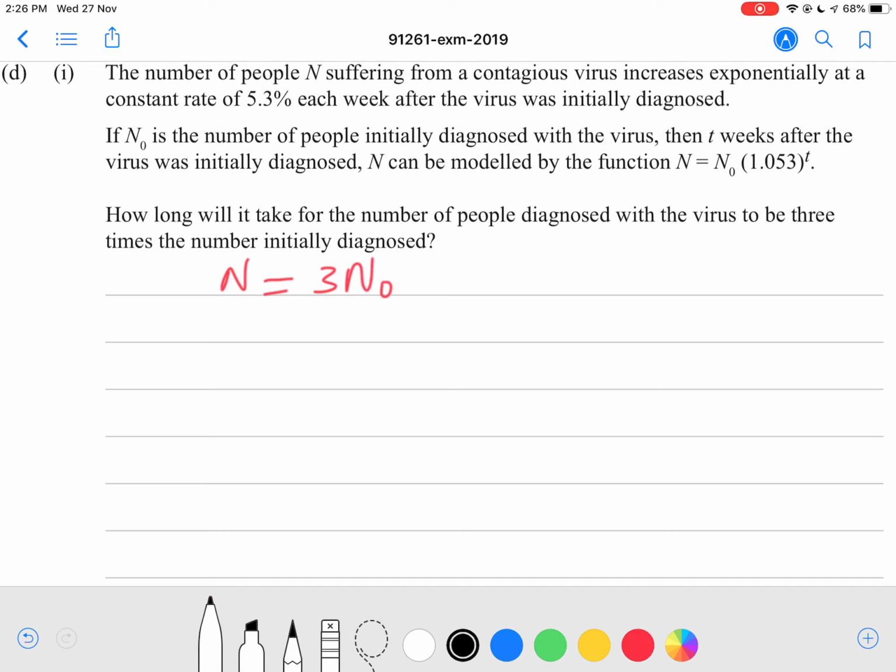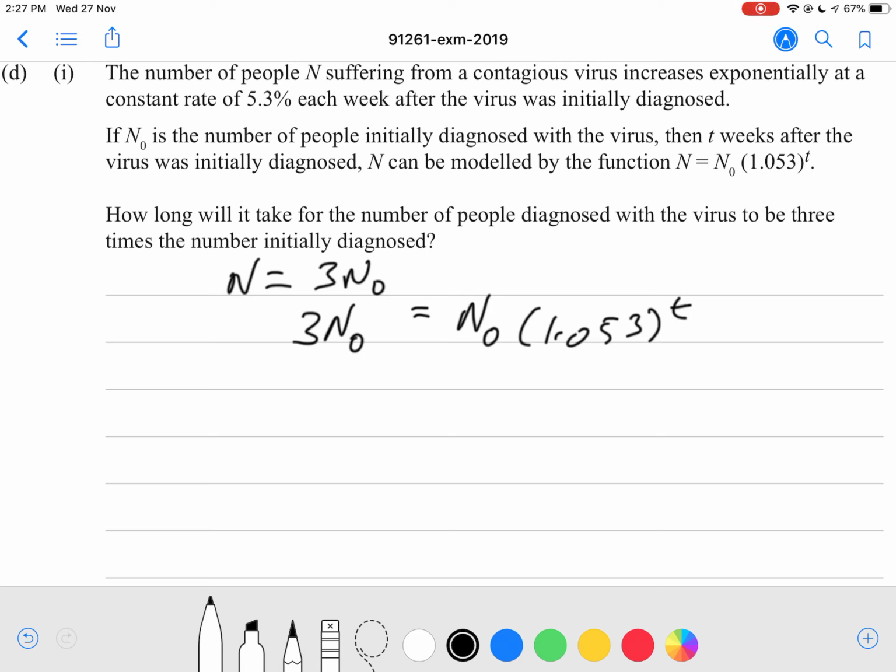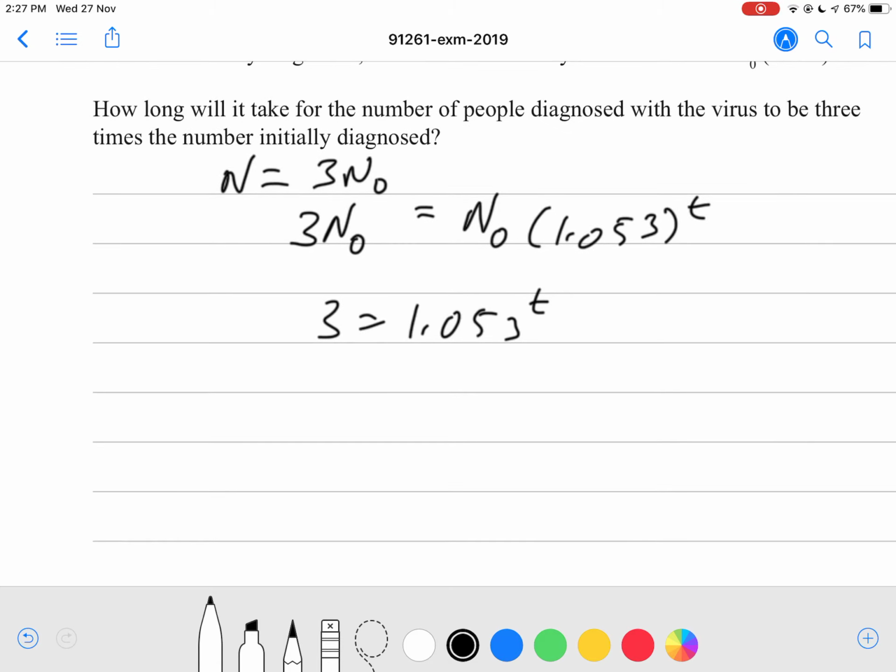So we want N to be 3 times N0. Alright, so if N is 3 times N0, we can say 3 N0 is equal to N0 times 1.053 to the power of T. And now if we move the N0 to the other side, we can say 3 equals 1.053 to the power of T. And now we can take the logs of both sides.